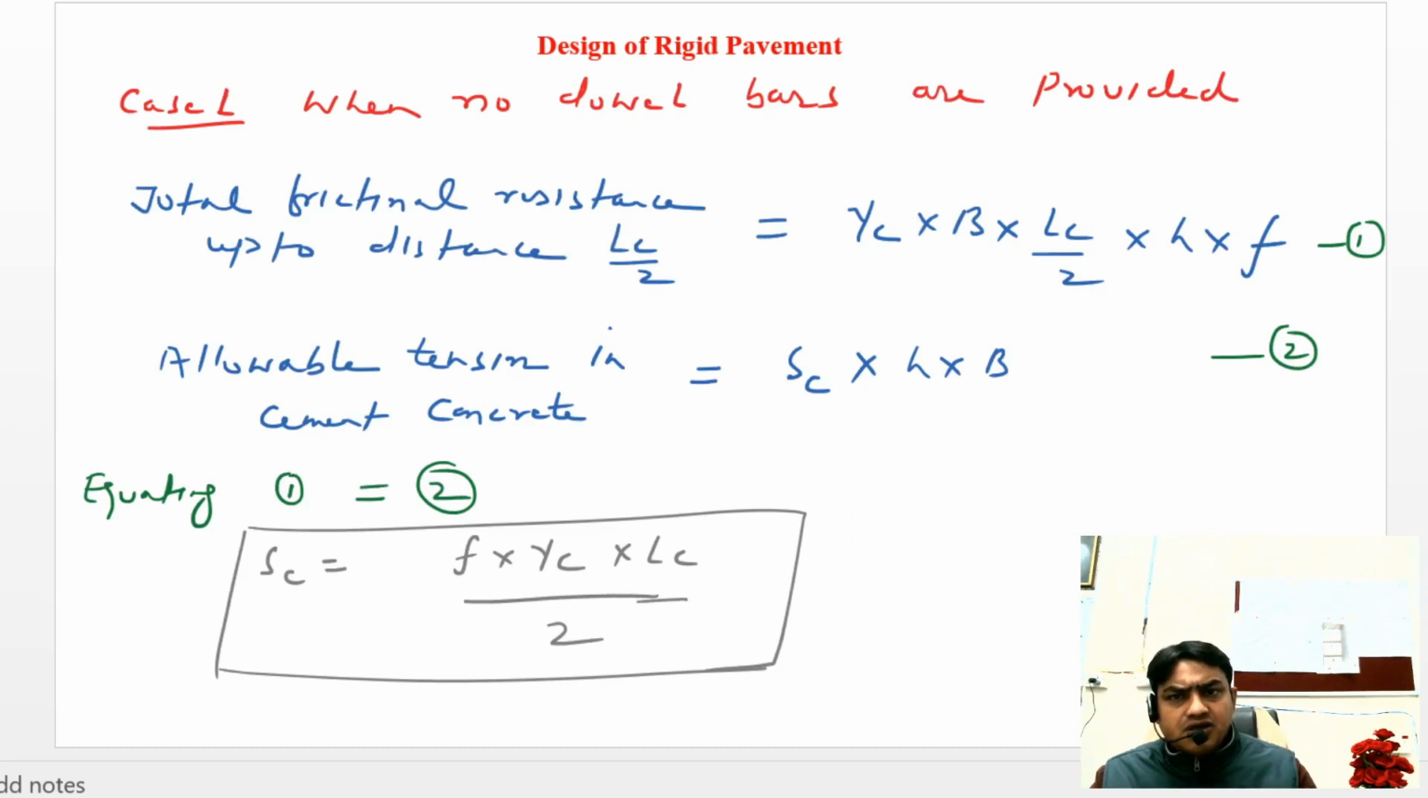Here I will discuss two cases: when the reinforcement is not provided, or when no dowel bars are provided, how to compute the allowable length of the contraction joint, and if the reinforcement is provided, then how to compute the length of the contraction joint. So when no reinforcement or dowel bars are provided, the total frictional resistance up to a distance LC by 2 here.